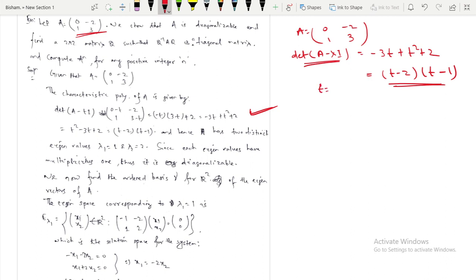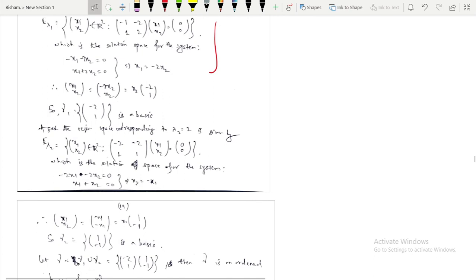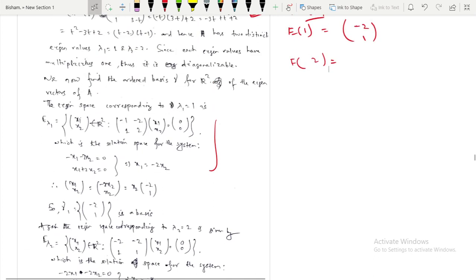So here the eigenvalues are t equal to 2, this is one eigenvalue, and t equal to 1 is another eigenvalue. So if you find the corresponding eigenvector for t equal to 1, that means the e of 1 will be, so you know how to calculate it, and it is also done here. And e of 1 is minus 2 comma 1. Similarly, if you evaluate for e of 2, this will be 1 minus 1.